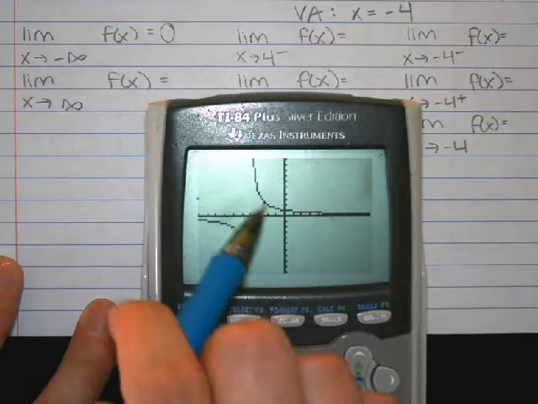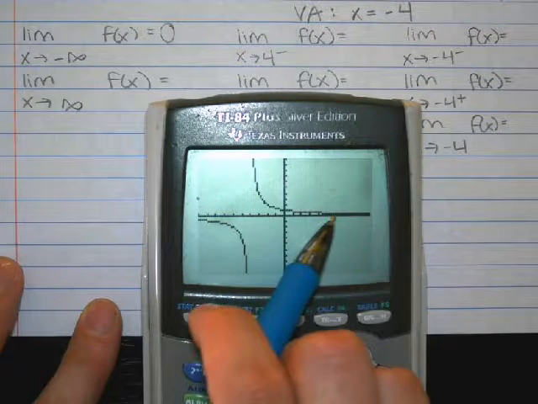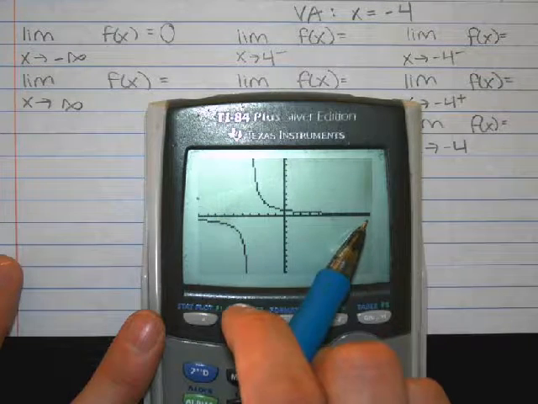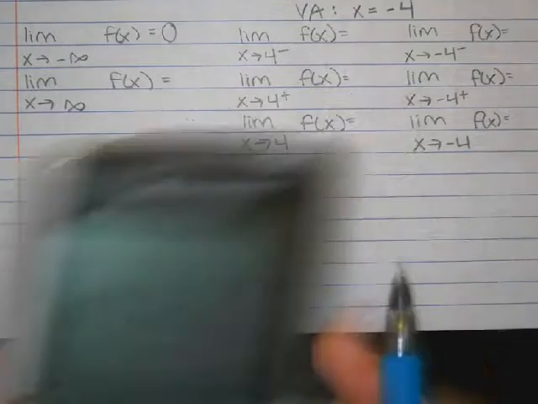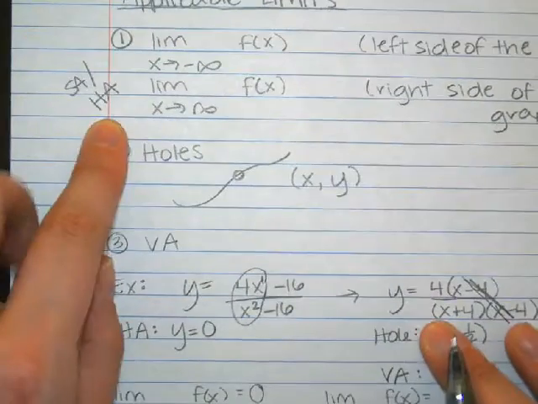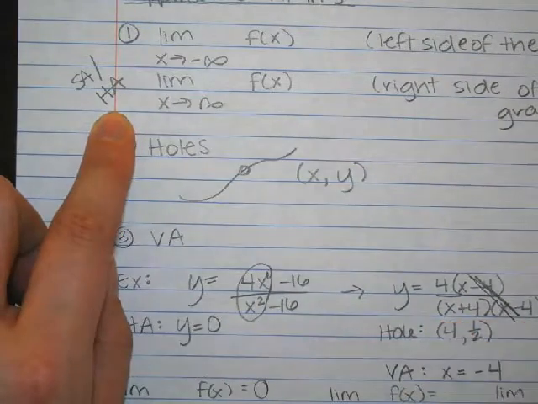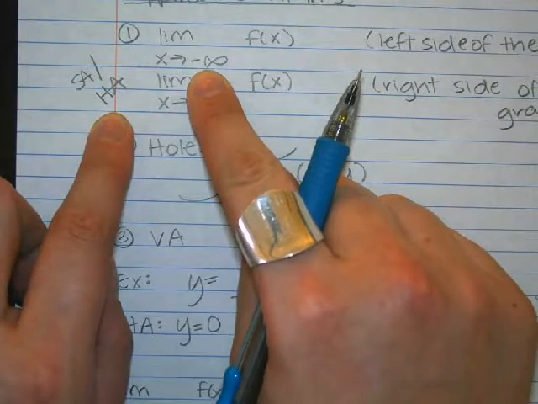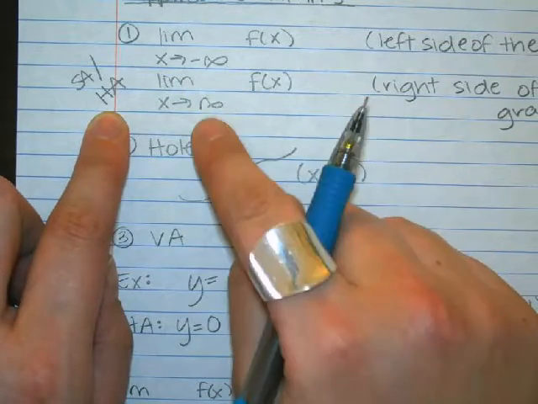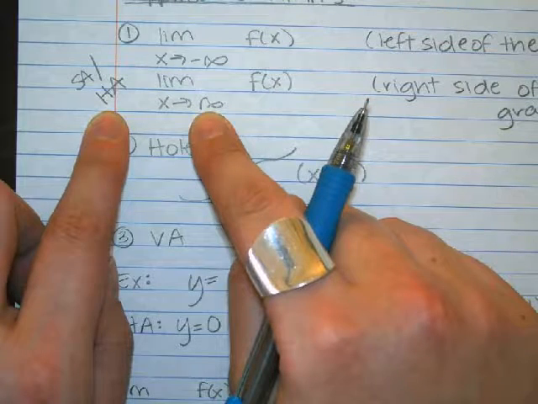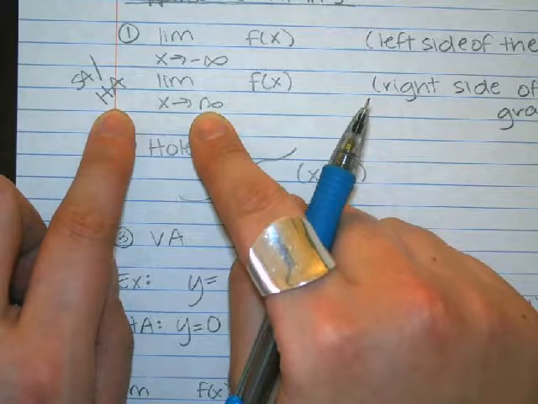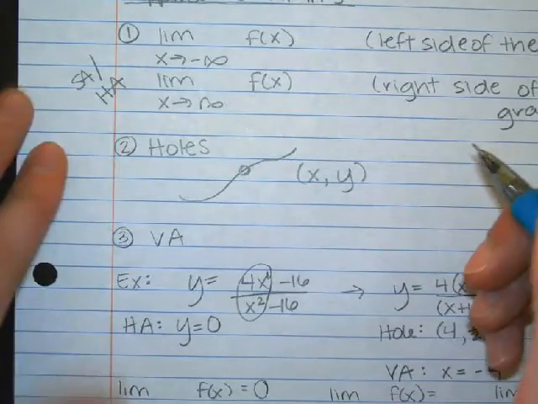As we follow the graph to the right, I'm tracing it, I'm seeing what it does to the right. It's getting closer to that horizontal asymptote, and so it's getting close to a y value of 0. So on our notes, if there is a horizontal asymptote, then the limit as x approaches negative infinity is just going to equal the number that the horizontal asymptote is at. The limit as x approaches positive infinity is going to equal the number that the horizontal asymptote is at. Okay? Does that make sense? So I'm going to write that on my notes.